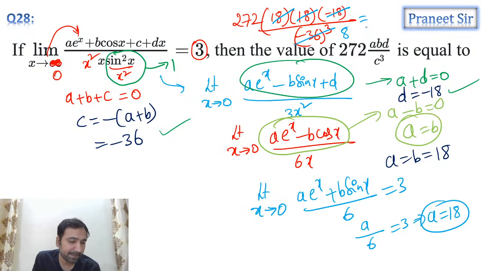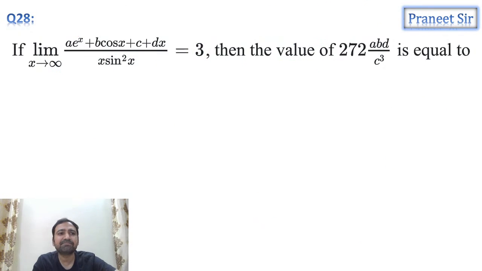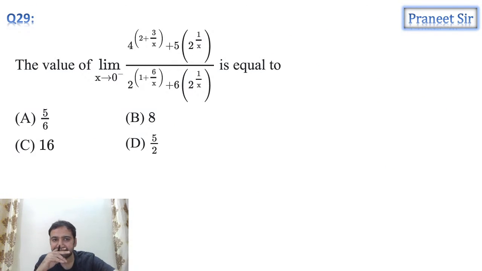272 by 8. How much are we getting? Yes, exactly. 34 we are getting. Correct, guys. Correct, you're right. Prabhat, you're right. Sunil, you're right. Who else? Bayasandu, you're right. Chalo, perfect. Let's move to the next question.